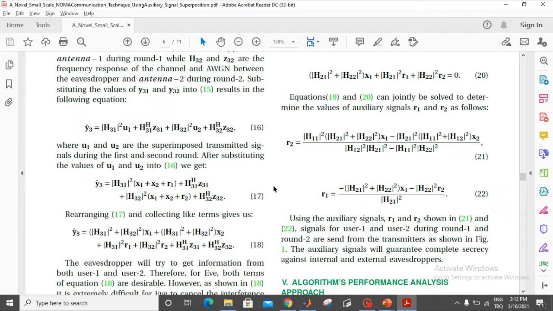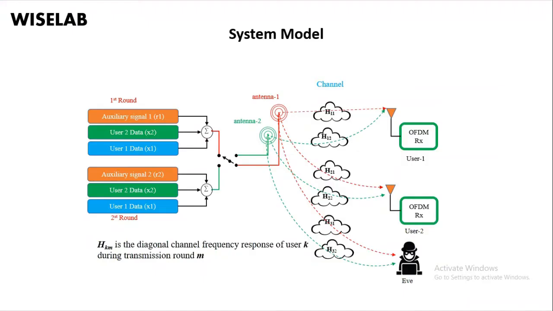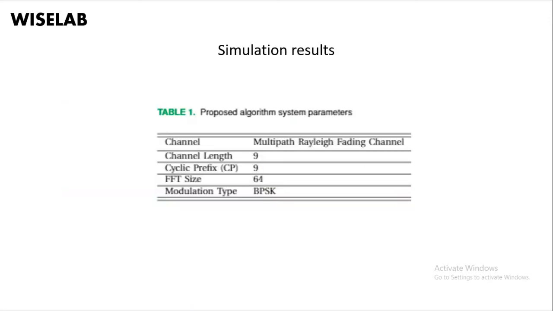Having said that, now let's look at some performance results from the simulations. After simulating this particular model, we look at some of the performance results that we got in comparison to conventional systems. This model was simulated in MATLAB, and we used a multipath Rayleigh fading channel. We used a channel length of 9 and a cyclic prefix of 9. Our FFT size was 64, and we used BPSK modulation.